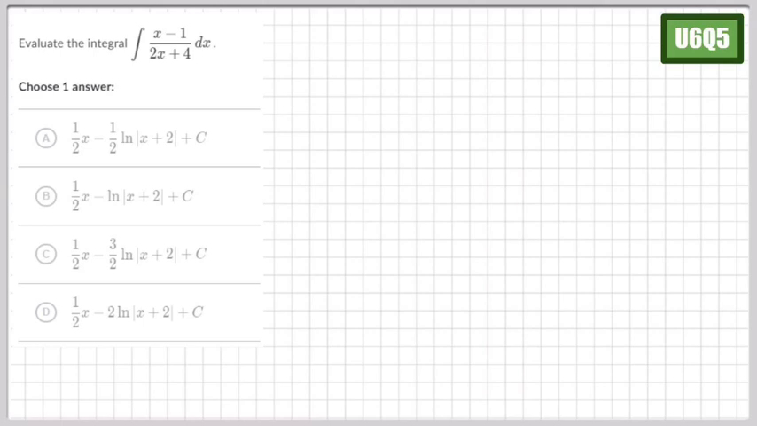So we're actually going to do long division on this. So you go x minus 1. Do you guys remember doing this? 2x plus, no, 2x plus 4.